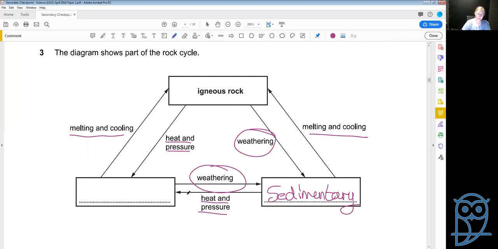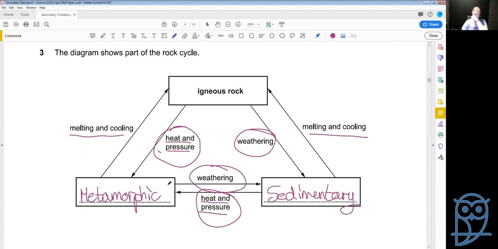And that means that on the other side, we have heat and pressure, and here we have heat and pressure. So heat and pressure changes another kind of rock into what is known as a metamorphic rock. Metamorphic literally means a rock that has changed.